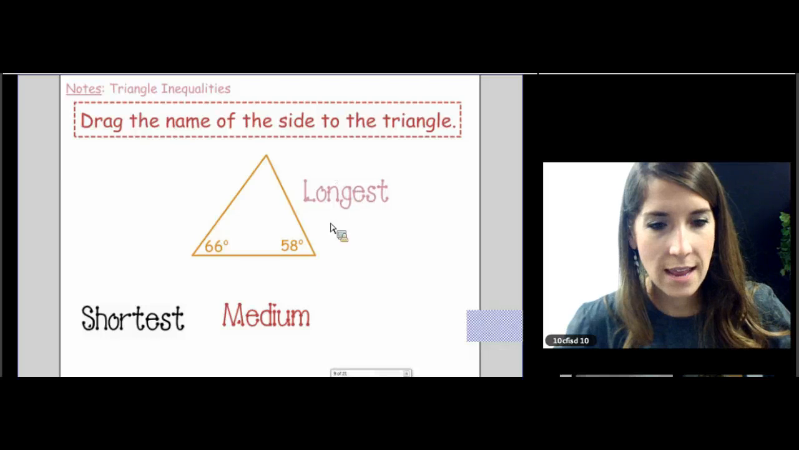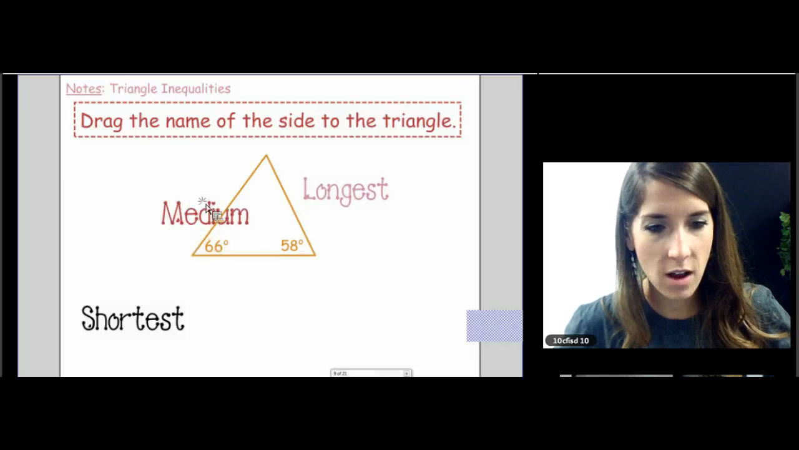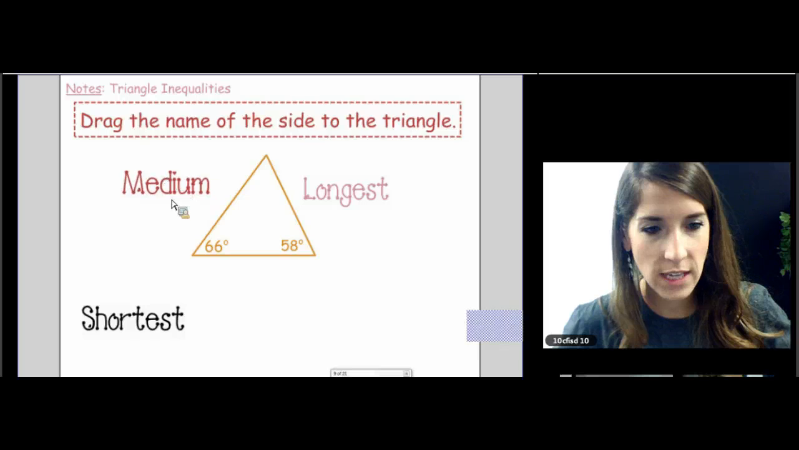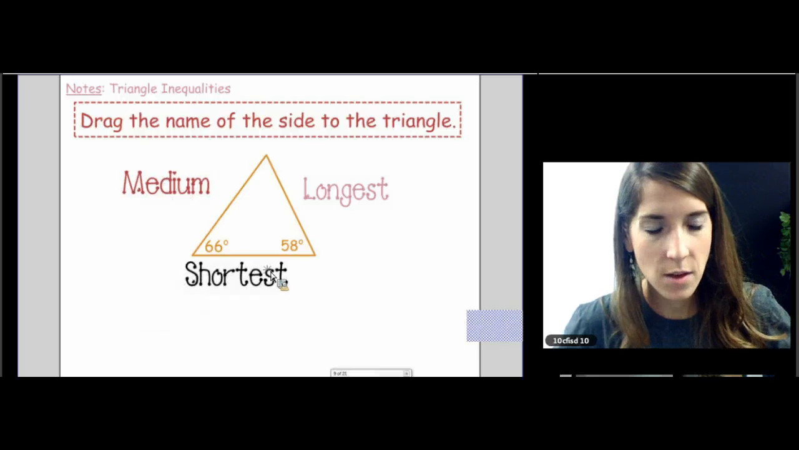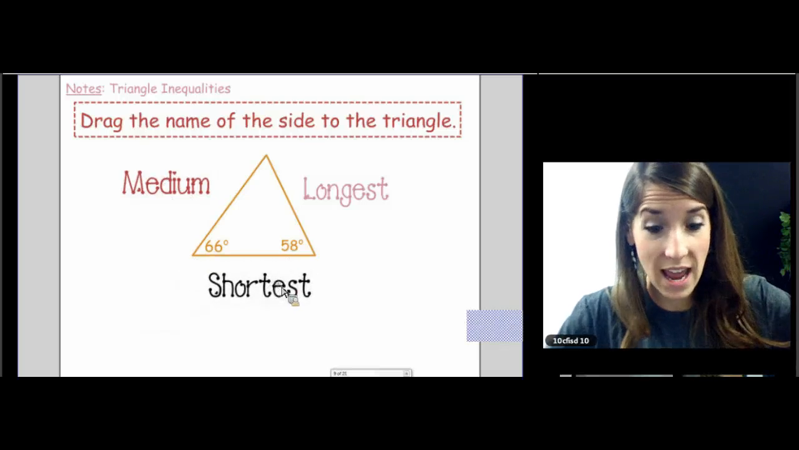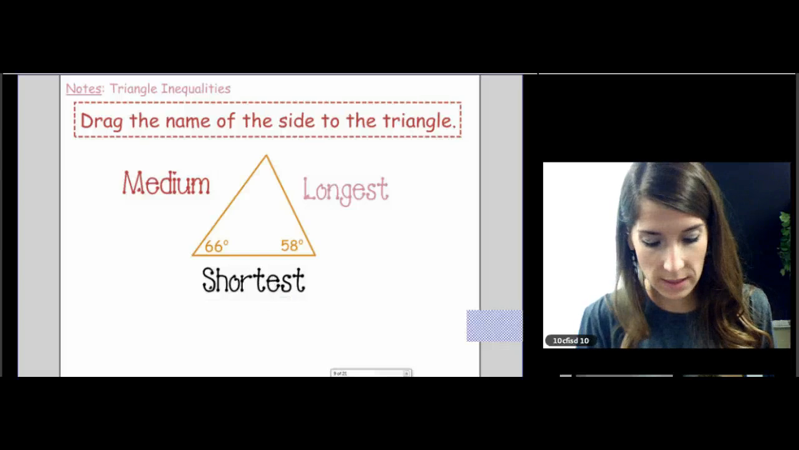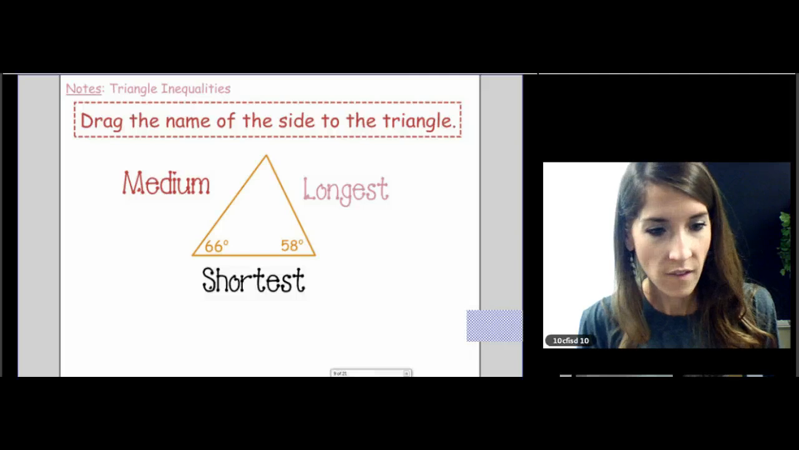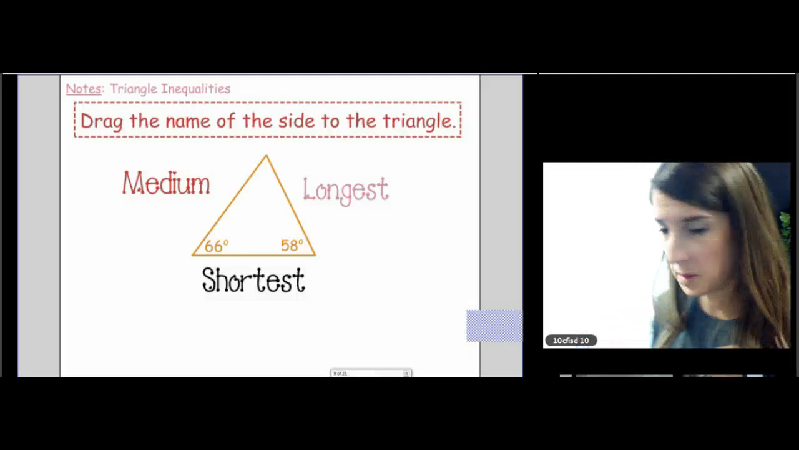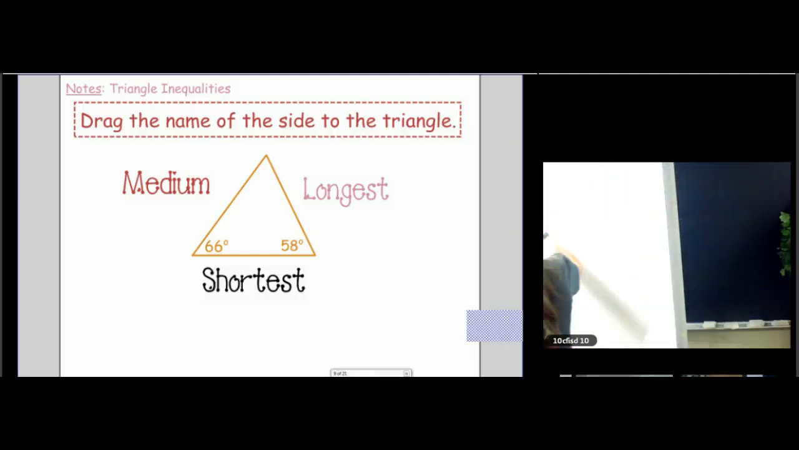So Graham's saying that the one across from 66 is the longest, the one across from 58 is the medium, and the one across from, ooh, what was that missing angle? What did y'all get for that missing angle? 56. So you did have to find the missing angle. That was the first step. Very good job, Graham. So this is the smallest.